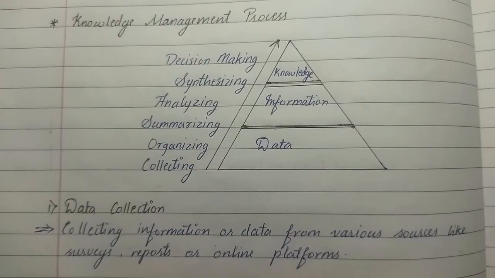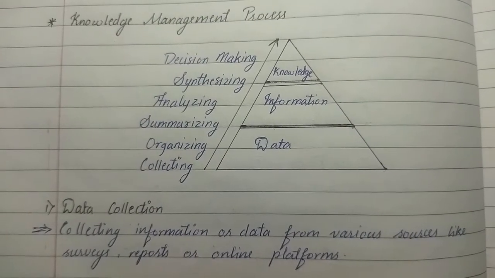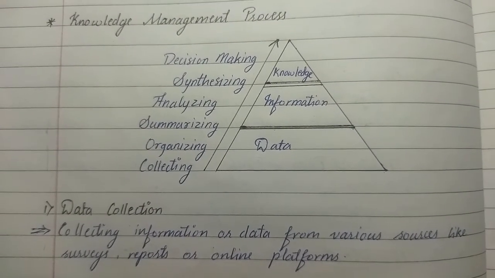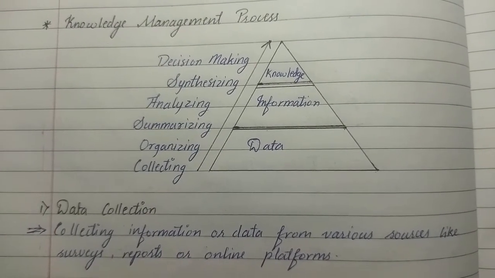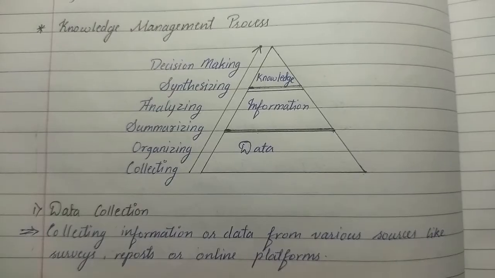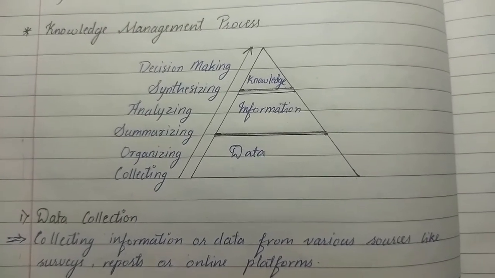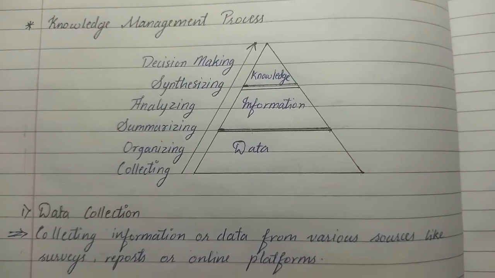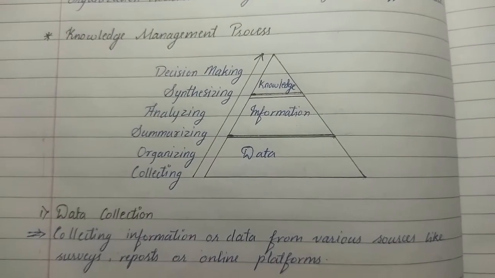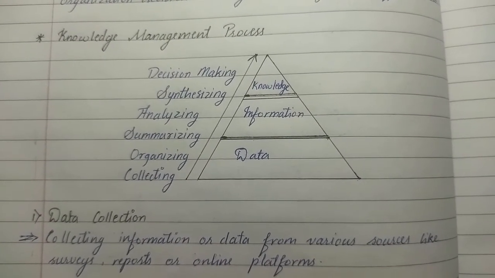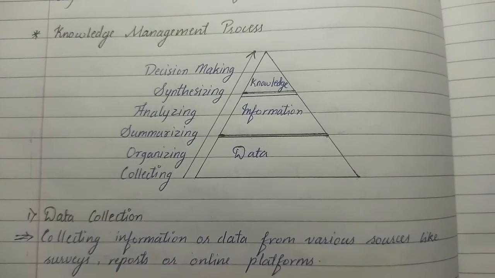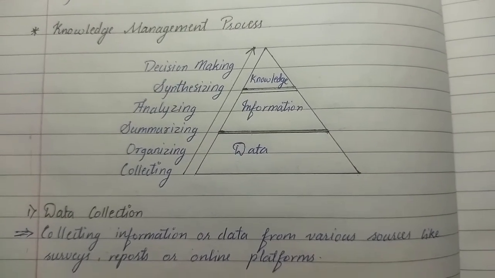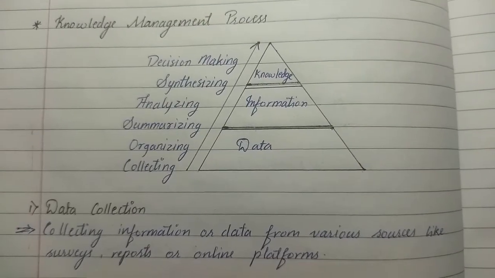So now we are going to see the knowledge management process, or knowledge management steps. As we can see in the diagram, it goes from down to upwards, that is from collecting, then organizing, summarizing, analyzing, synthesizing and decision making. So the first two steps, that is collecting and organizing data, then after processing this data it goes to information, then summarizing and analyzing.